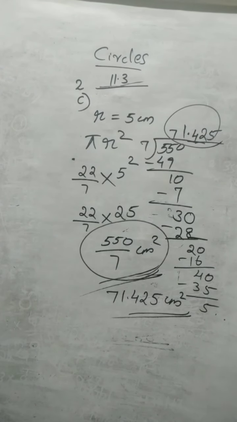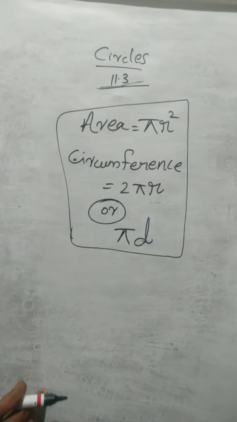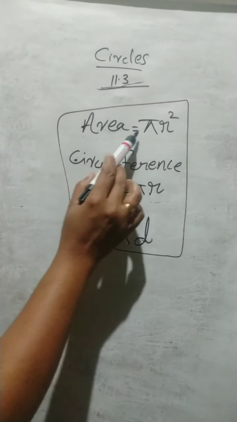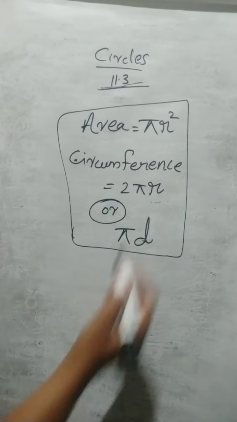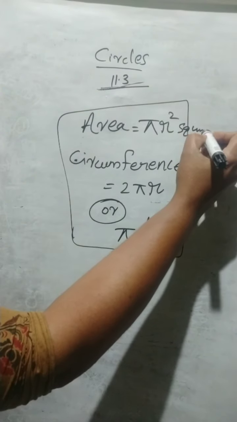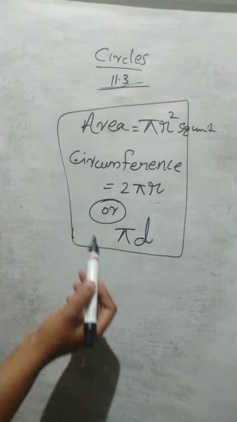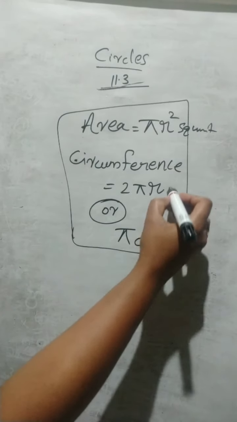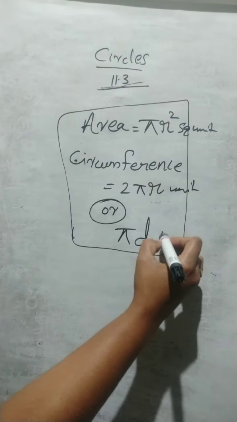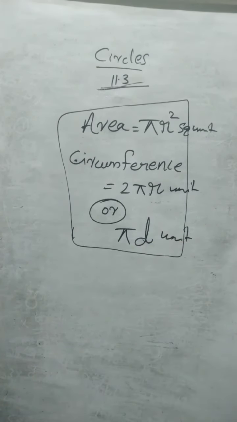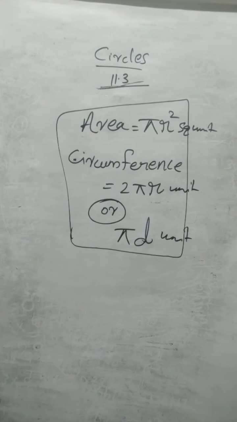Okay. So area is equal to pi r square, that much square unit. Then circumference is equal to 2 pi r or pi d, that much unit. Is it clear for you? I think now you got the idea to find the circumference and area of a circle.